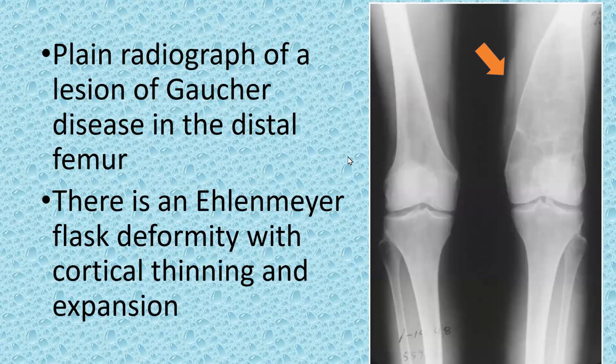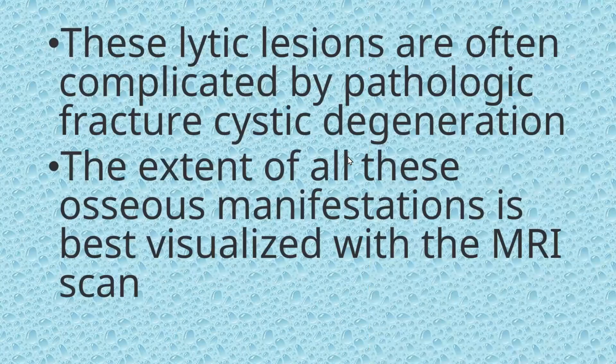There is definitely cortical thinning and expansion of the bone. This is due to the deposition of the Gaucher cell within the metaphysis. These lytic lesions are often complicated by pathologic fractures or insufficiency fractures. This is secondary to cystic degeneration. The extent of all these osseous manifestations is best visualized by MRI scans.